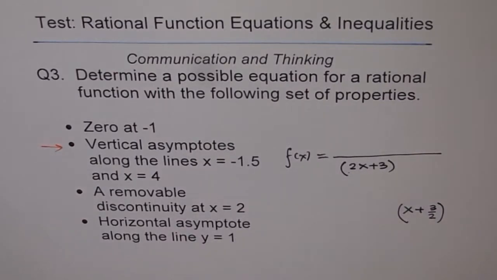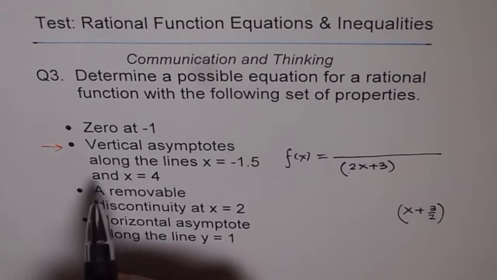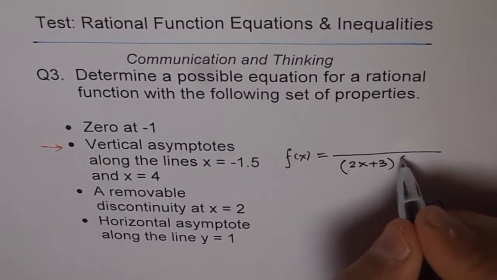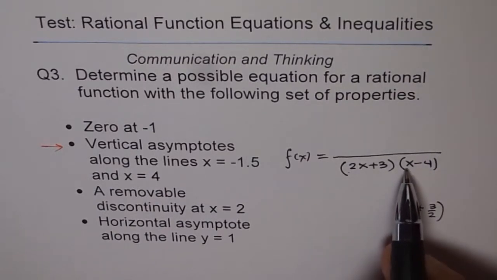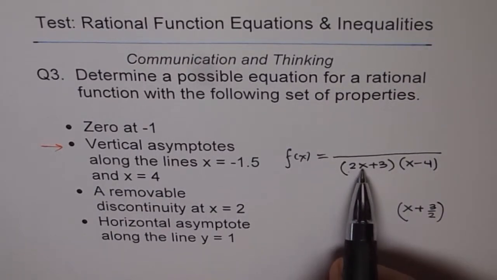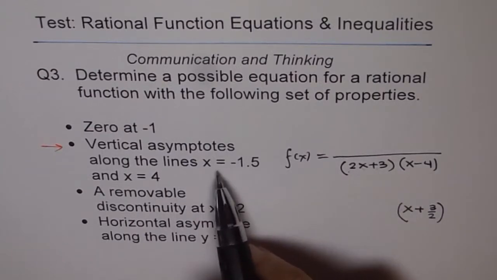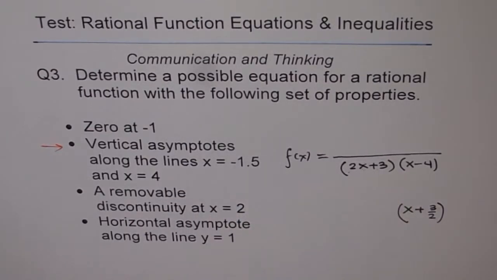This is for the decimal. I've purposely taken this vertical asymptote, the only one in this set with a fraction, and written it in decimal form. In this case you prefer a fraction, not a decimal. And at x equals 4, the other factor should be x minus 4. If I put 4 here, that becomes 0. If I put in -1.5, 2 times -1.5 is -3, and -3 plus 3 is 0. So these two ensure vertical asymptotes at these points.